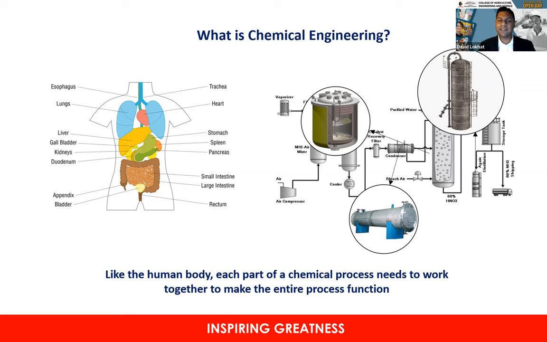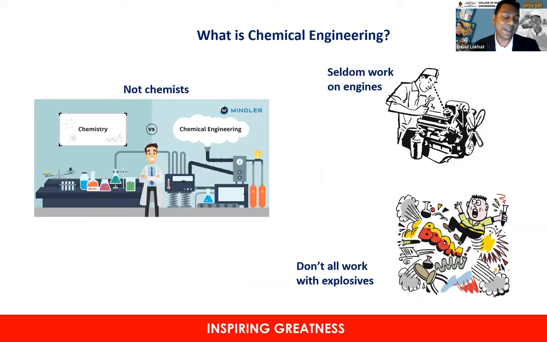And really, it's this systems thinking, which is a key skill that chemical engineers possess. In other words, understanding how entire systems work and function. Now, in this last slide, I just want to clear up a couple of things that I usually get on chemical engineering in particular. So chemical engineers are not chemists. Although we do cover a fair amount of chemistry so that we can understand at a fundamental level how raw materials are transformed into useful products, we really focus on the large scale application of that.